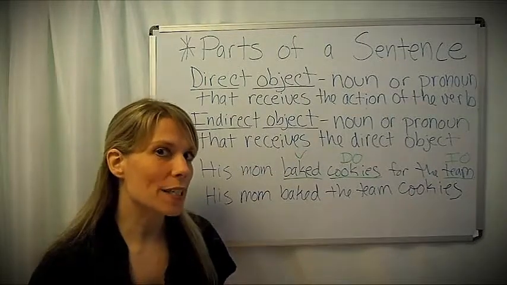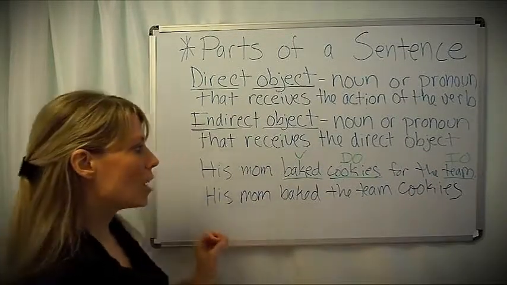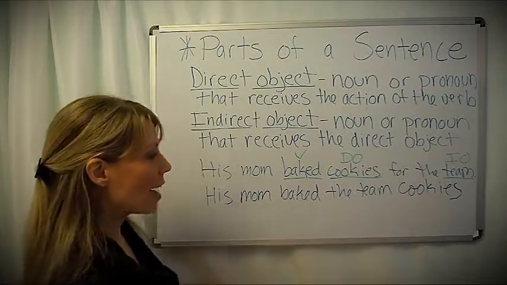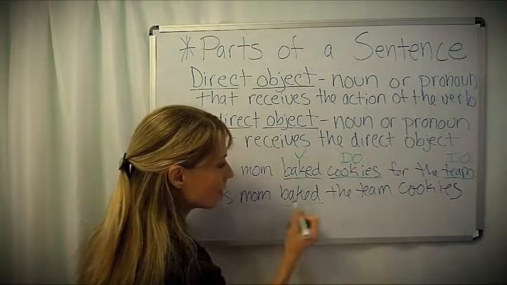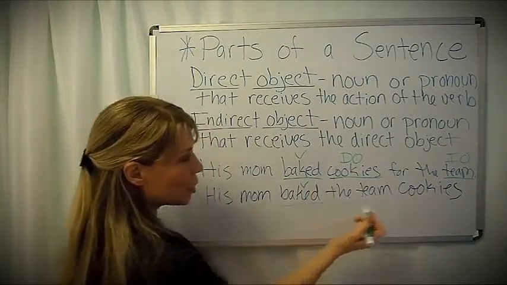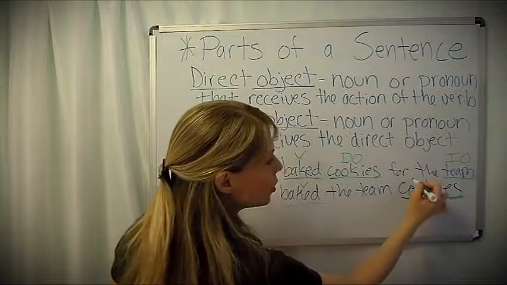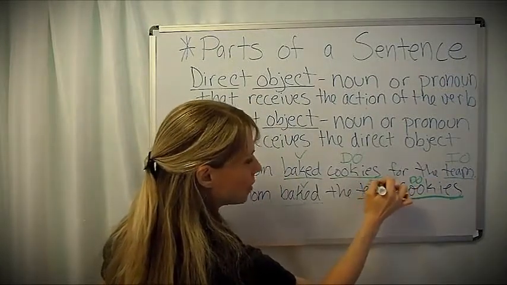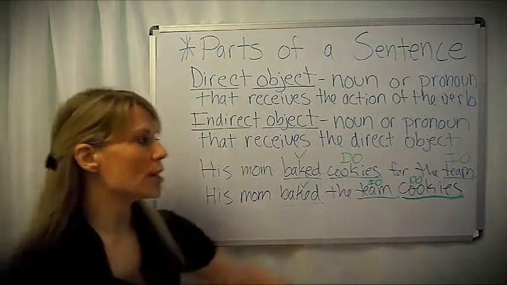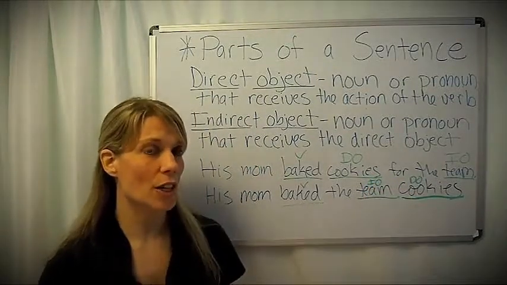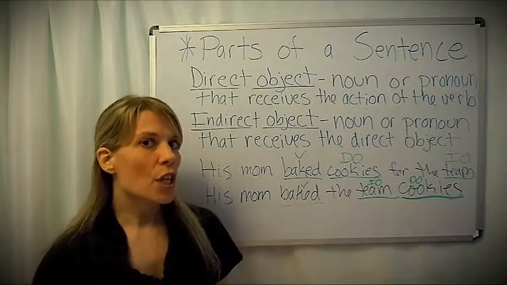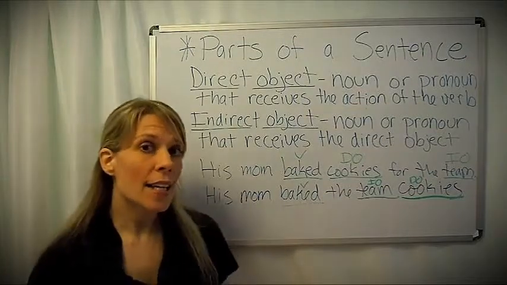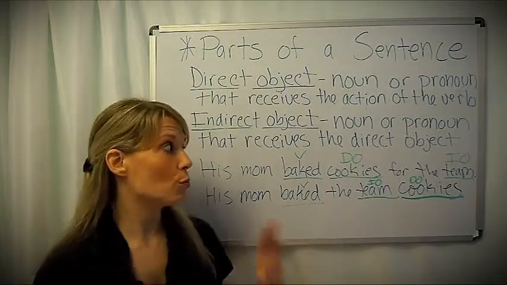So it's important to take that second and ask yourself, what is the noun that's receiving the action? Again, our action word here, our verb, is still baked, okay? And cookies is still going to be our direct object, and team is still going to be our indirect object, okay? Because cookies is still the thing that's receiving that action. So just know that, pay careful attention, because sometimes you'll see sentences presented in different ways. So it's really important that you break it down like this.